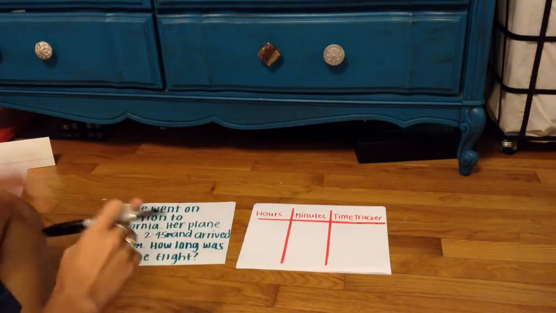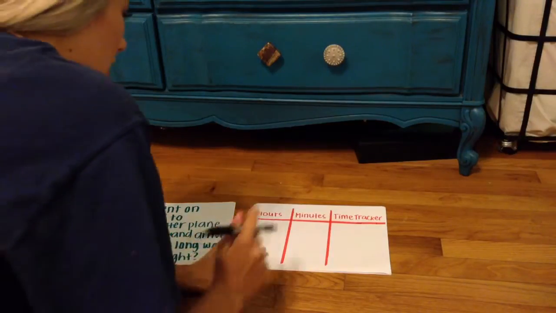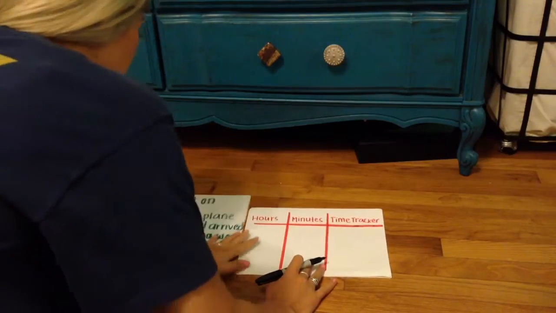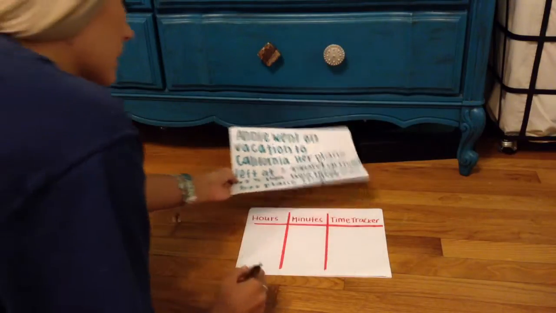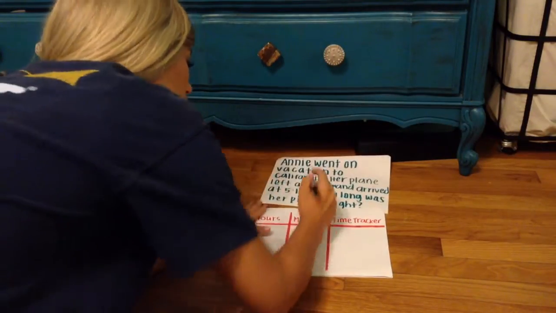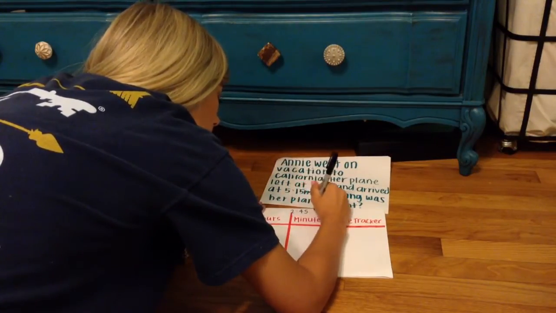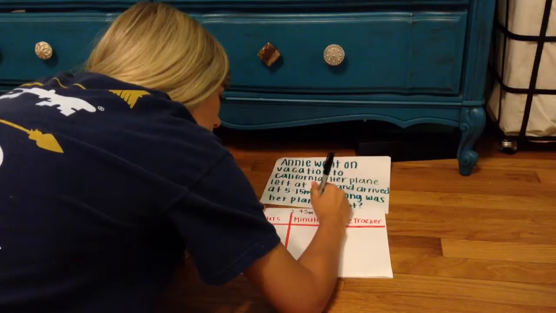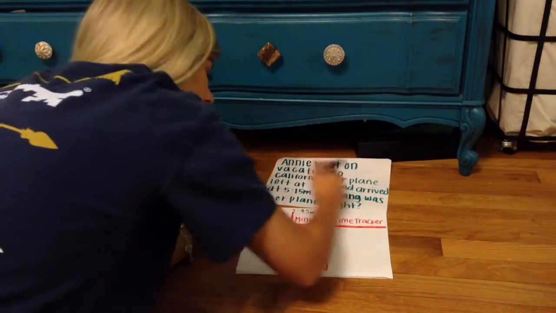So the first thing that we're going to do is write the times that we are going to try and measure the time between. So our problem tells us that her plane left at 2:45 p.m. So that's going to be our start time. And we know that the end time is 5:15 because that's when the plane arrives.